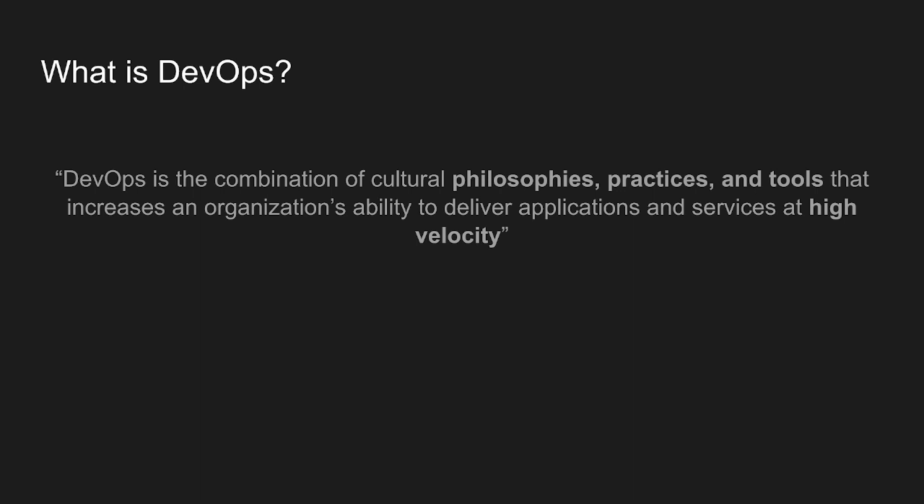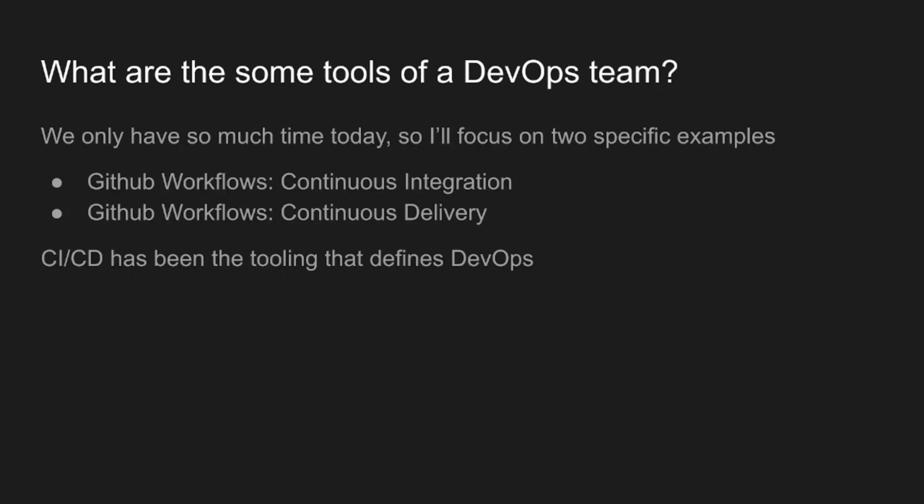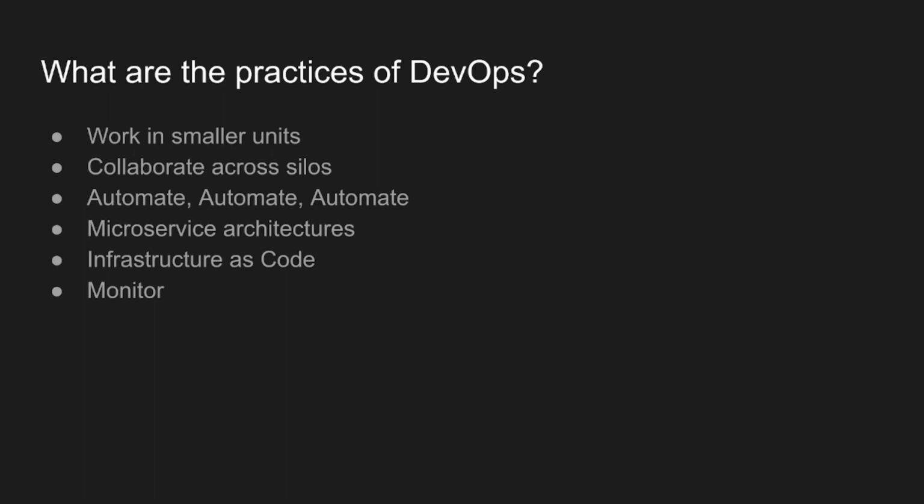So yeah, the definition again: philosophies, practices, and tools increasing an organization's ability to deliver applications and services at high velocity. I talked about the practices that define DevOps. I'm going to talk a little bit about some tools. Now, if I were to talk about tools under every branch of the practices, we would be here for days.